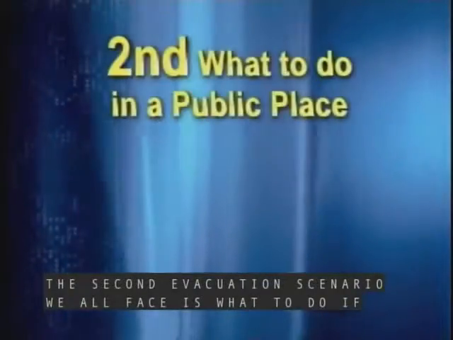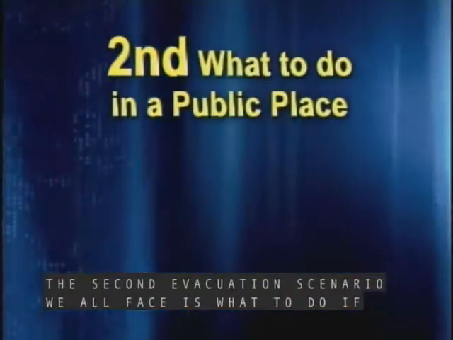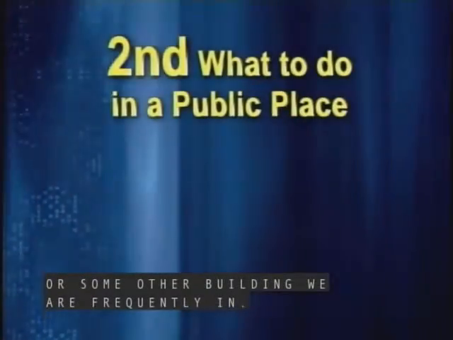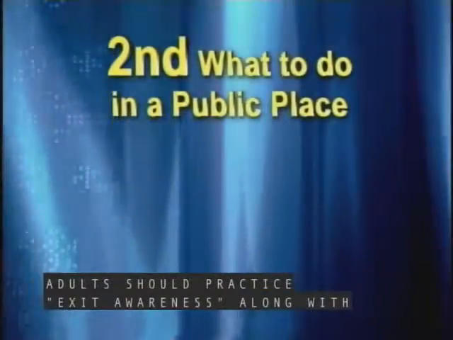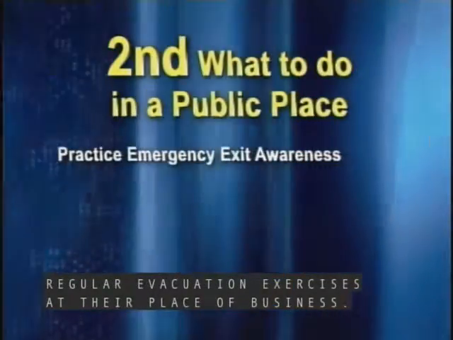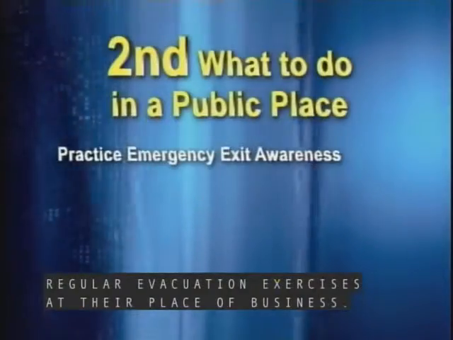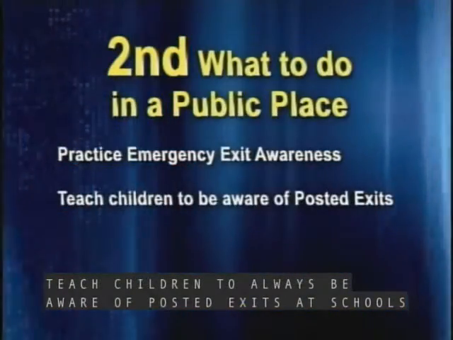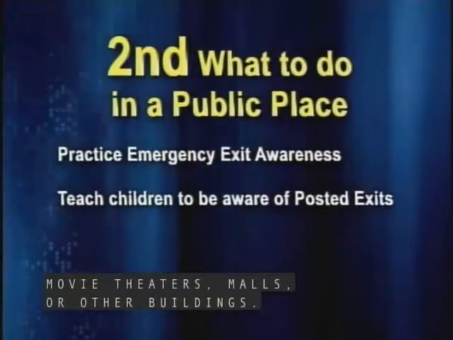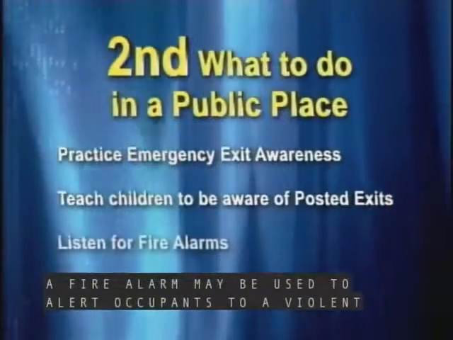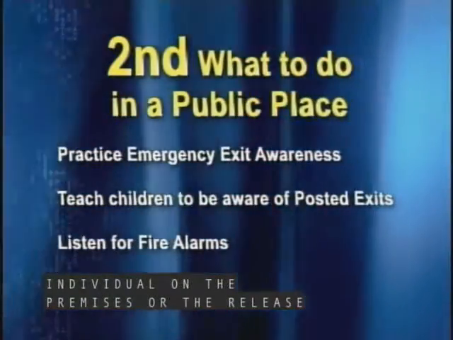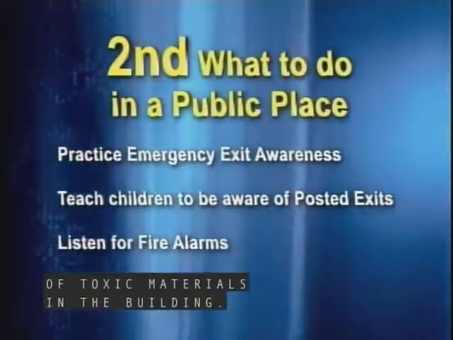The second evacuation scenario we all face is what to do if disaster strikes at school, at the workplace, or some other building we are frequently in. Adults should practice exit awareness along with regular evacuation exercises at their place of business. Teach children to always be aware of posted exits at school, movie theaters, malls, or other buildings. A fire alarm may be used to alert occupants to a violent individual on the premises or the release of toxic materials in the building.